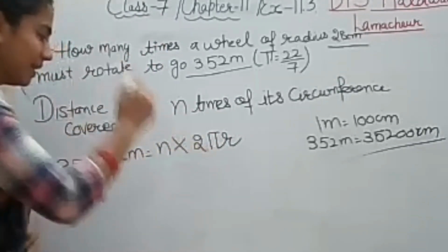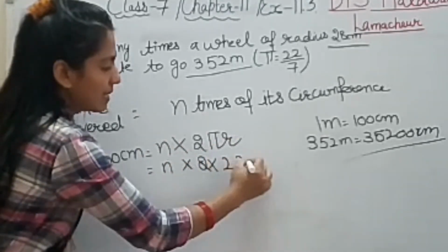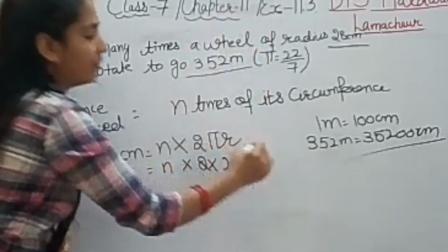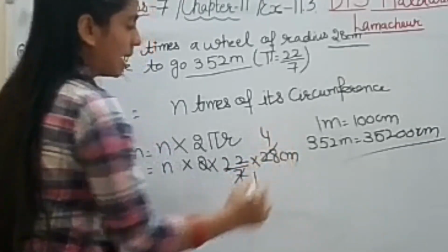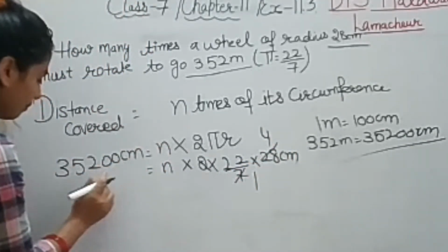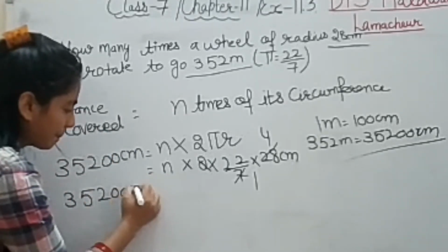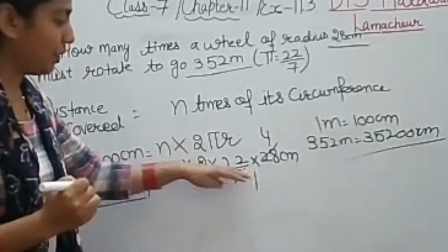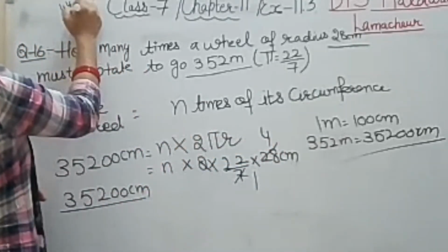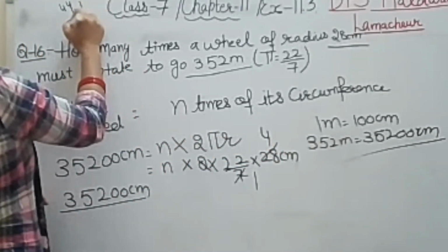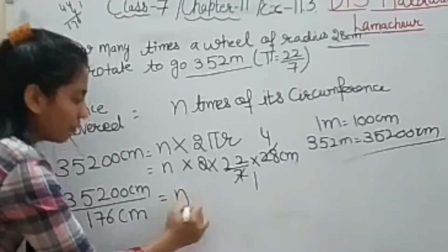Understood, student? Now it is only calculation. The value of pi is given as 22/7, and the radius r is given as 28 centimeters. Here 7 ones are 7, 7 fours are 28. Now we need to find the value of n, so the term will shift to that side. Divide by 22: 2 twos are 44, 44 fours are 176. So 176 centimeters is the multiplier for n.